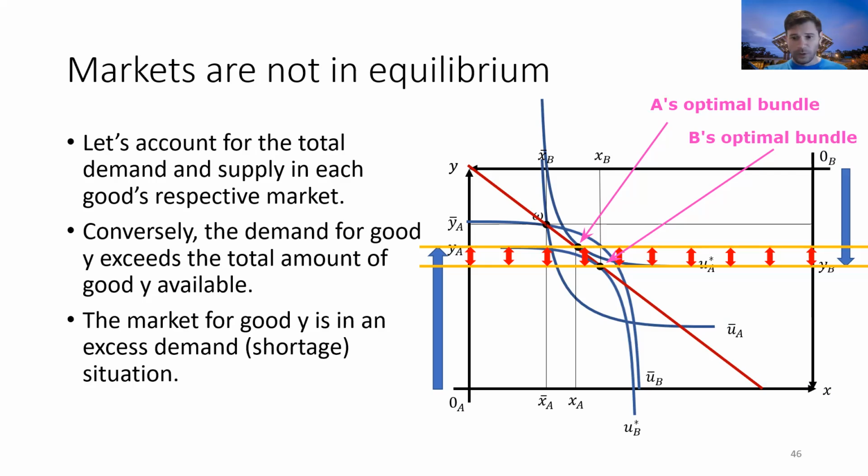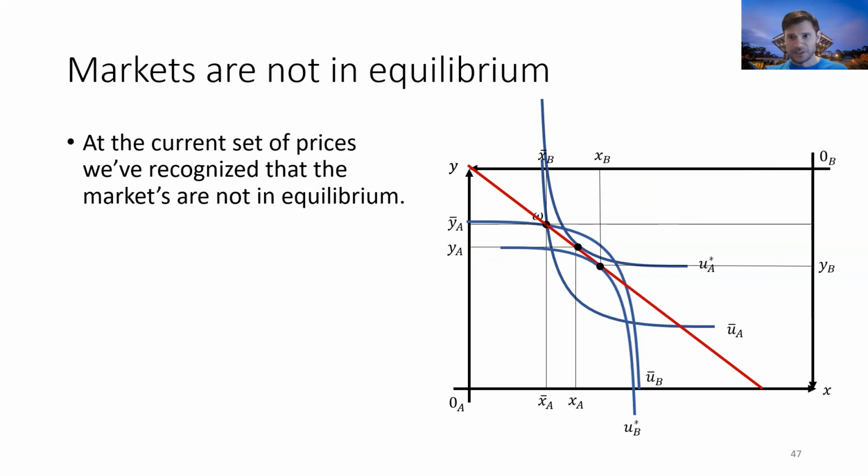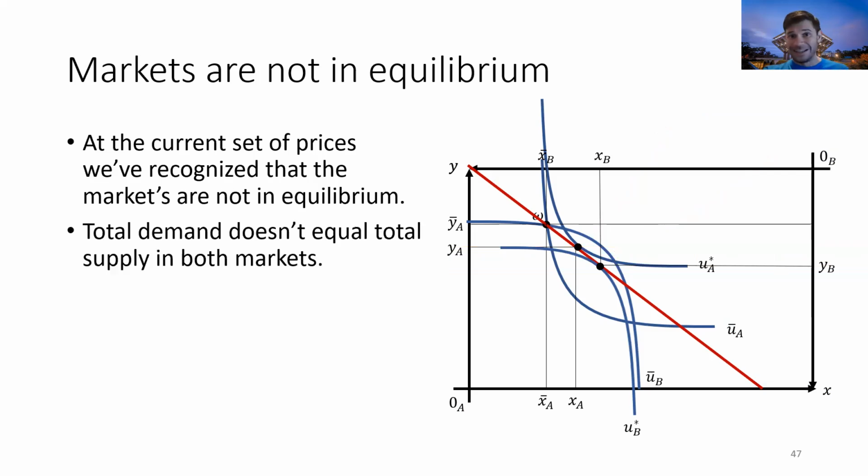Okay, so we've made this argument here that because of this, these markets are not in equilibrium. At the current set of prices, the total demand in each market is not equal to the total supply in each market, meaning the prices that are defining the budget line here are not equilibrium prices. If they were equilibrium prices, then the markets would be clearing. Supply would equal demand in those markets. So I'm suggesting they're not equilibrium prices, at least not the slope we have drawn in this picture yet.